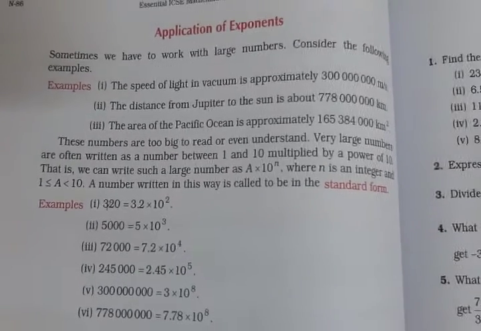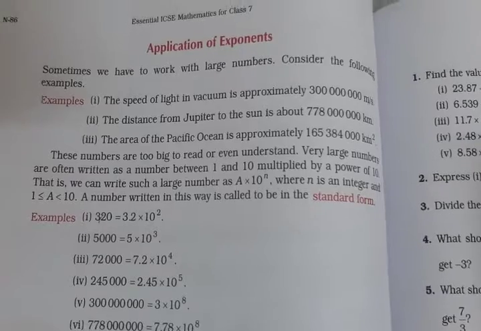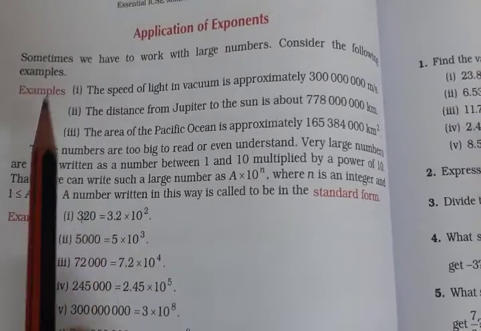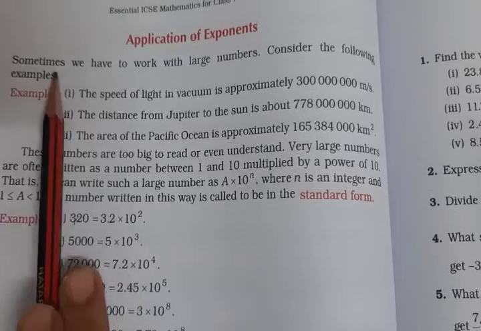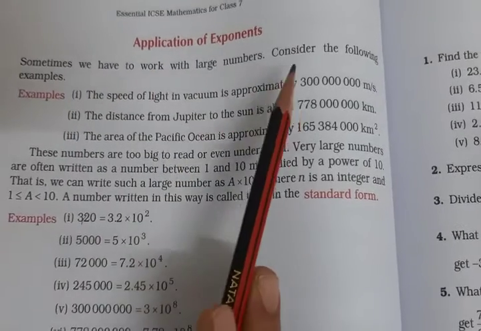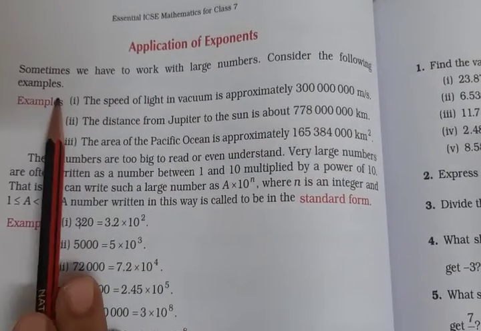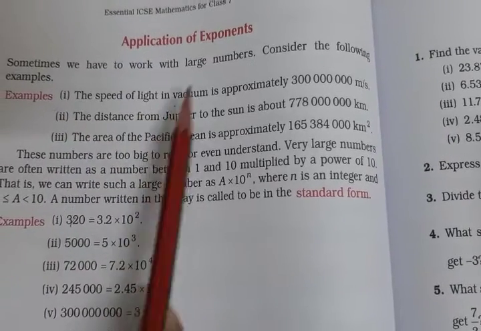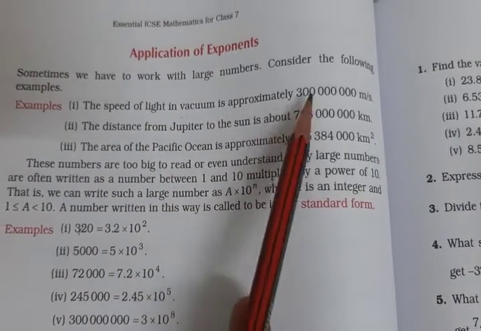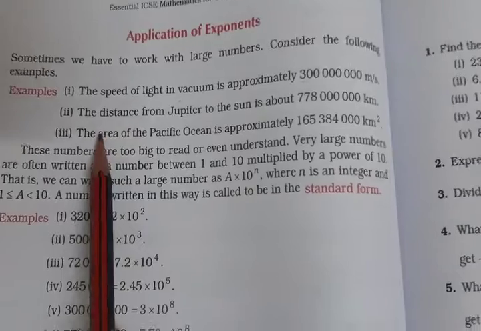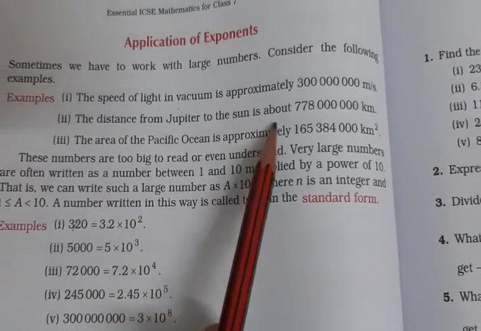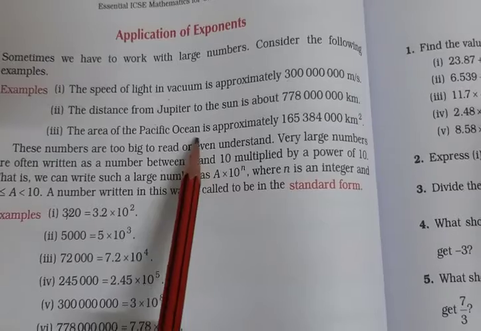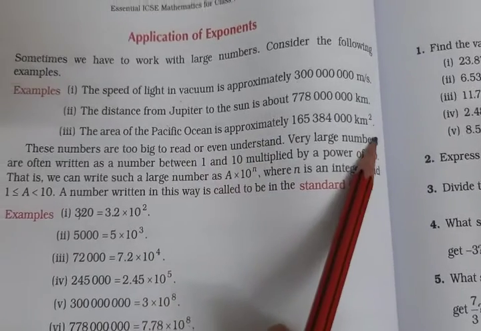Exercise 5B. The topic is application of exponents. In this exercise, sometimes we have to work with large numbers. Consider the following examples. The first example is the speed of light in a vacuum, which is approximately this number meters per second, and the distance from Jupiter to the Sun is about this many kilometers. The area of the Pacific Ocean is approximately this many square kilometers.